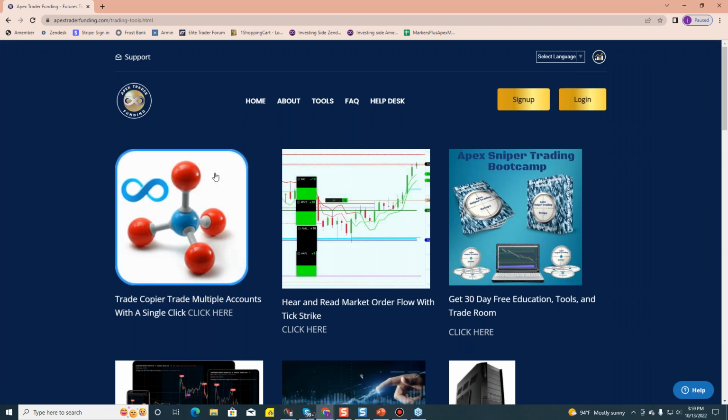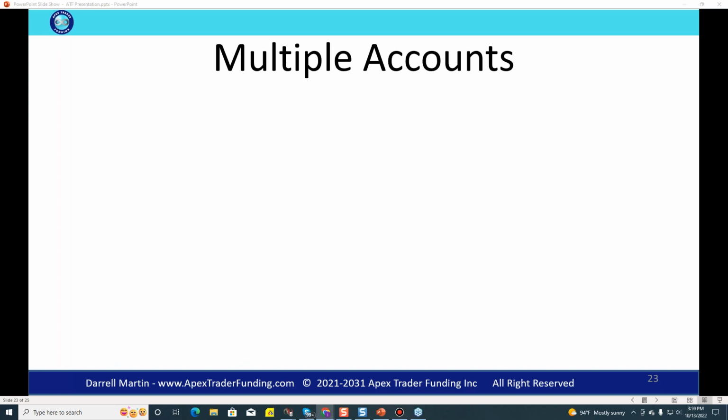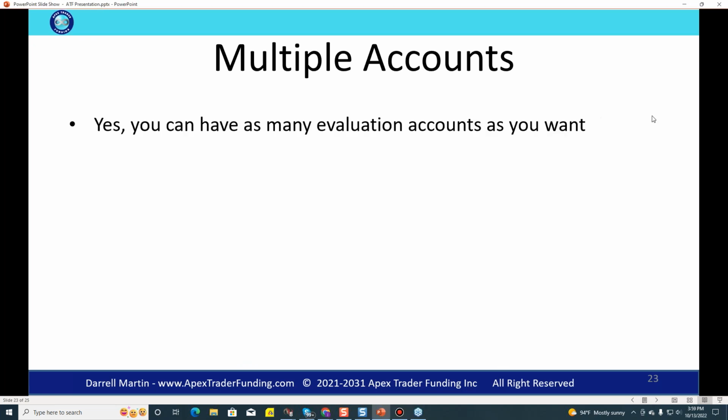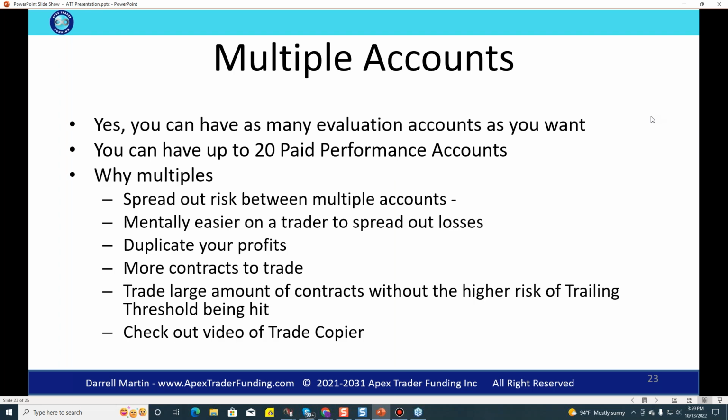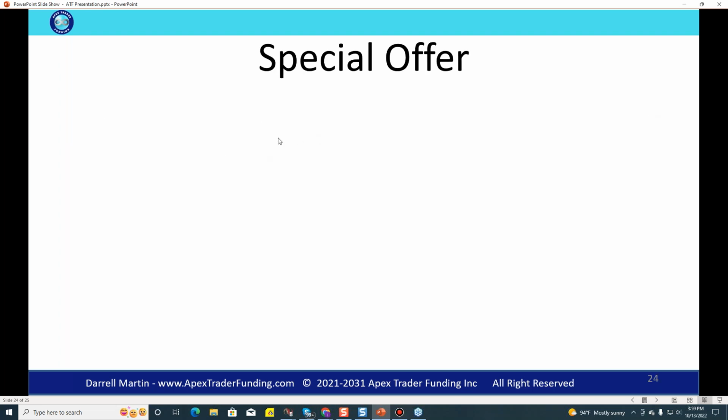Basically, if you're trading one account, so you've got one chart in front of you, it will copy your entries into the other 9 accounts. So you can literally trade 10 accounts at a time and duplicate and multiply. If you have questions on that, we do allow you to have up to 20 paid performance accounts. So check that section out.